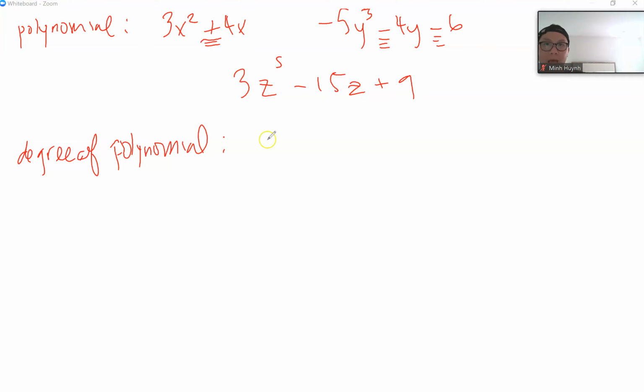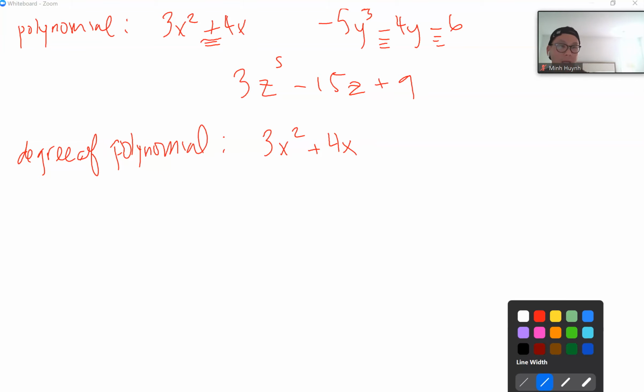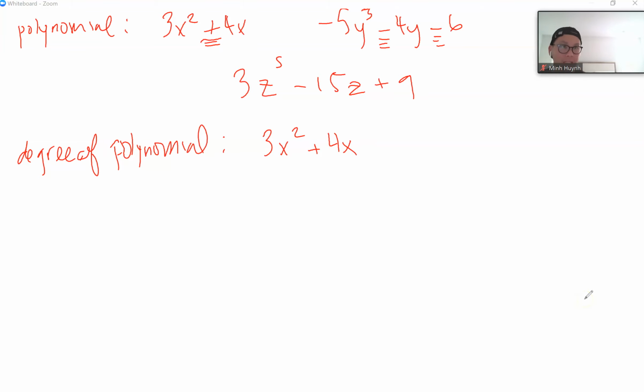So going back to the original problem, 3x squared plus 4x, and they ask me, what's the degree of the polynomial? Do not add up all the exponents that exist, because these are one or more monomials. What you have to do is look at your monomials and find out which one has the highest exponent. It just happens to be this one right over here. So my degree is going to be 2.